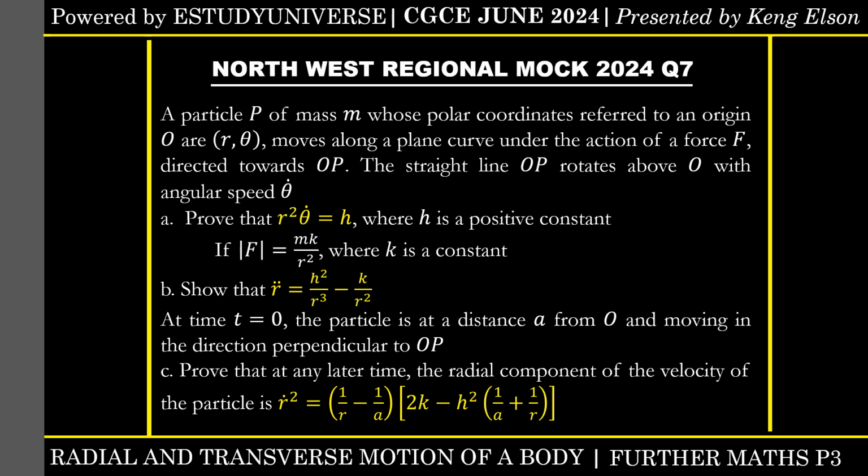Now if the magnitude of the force is mk on r squared, where k is a constant, show that r double dot is equal to h squared on r cubed minus k on r squared. Also, at time t equal to 0, the particle is at a distance a from O and moving in the direction perpendicular to OP. Prove that at any later time, the radial component of the velocity of the particle is r dot squared equal to 2k times (1 on r minus 1 on a), all of that minus h squared times (1 on a squared minus 1 on r squared).